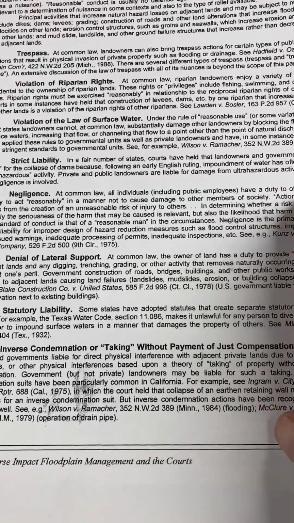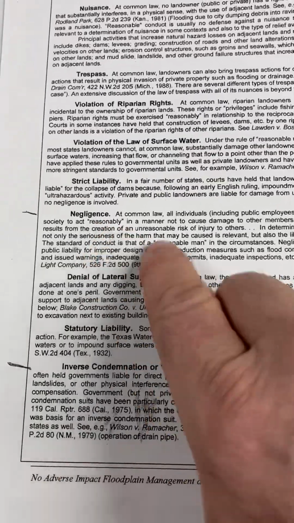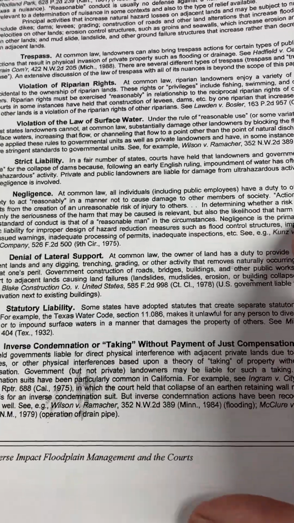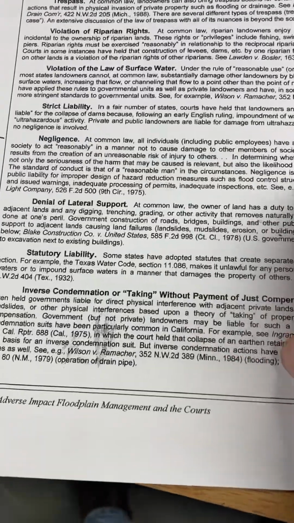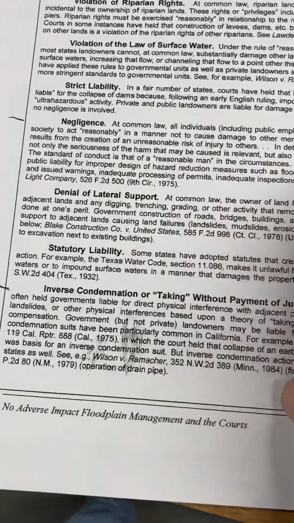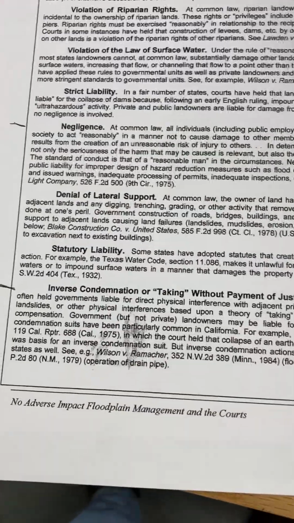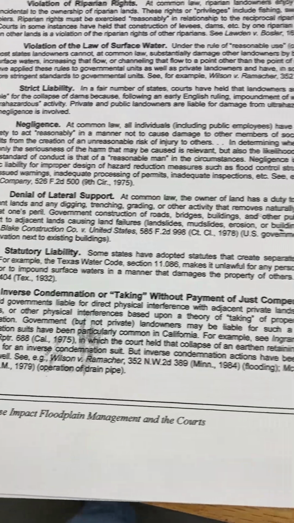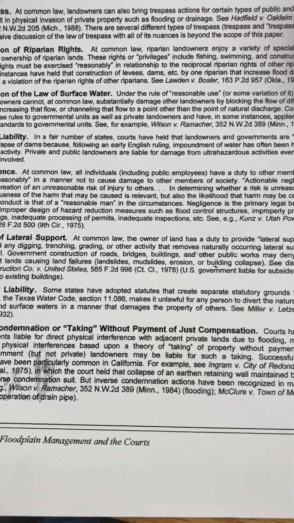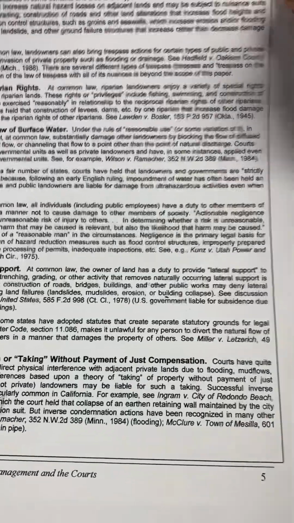Legal grounds for liability. Negligence of common law: individuals, including the public, have a duty to other members of society to act reasonably in a manner not to cause damage to other members of society. And then actionable negligence results from the creation of an unreasonable risk of injury to others. And in determining whether a risk is unreasonable, not only the seriousness of the harm that may be caused is relevant, but the likelihood that harm may be caused.